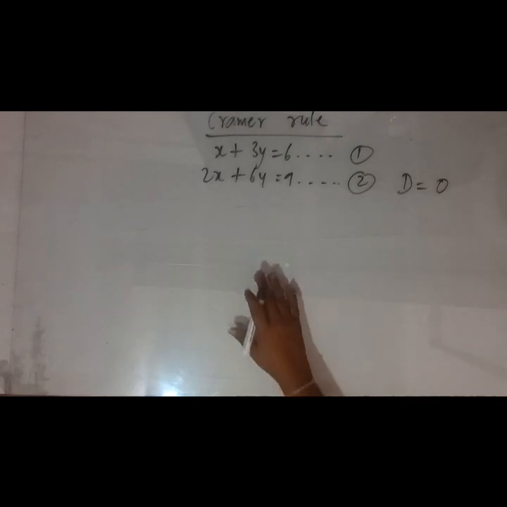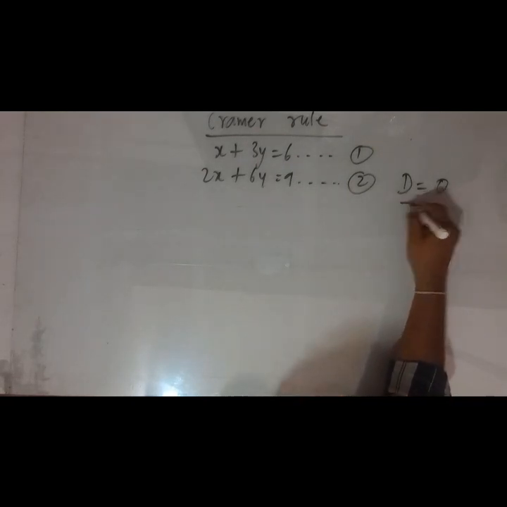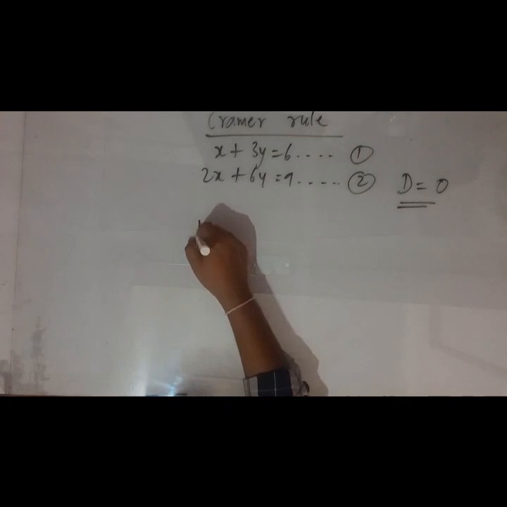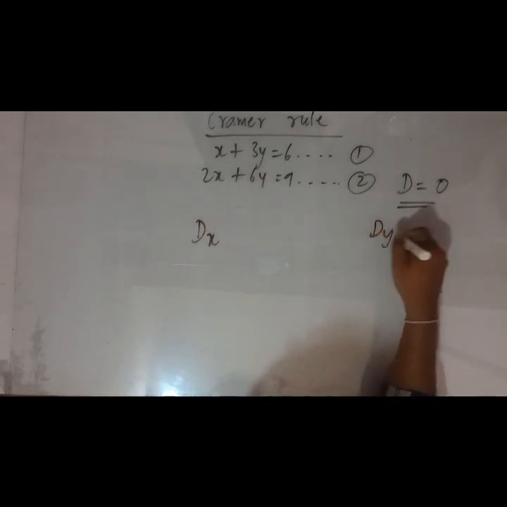Now by using this Cramer method, you have to find D first. That we have found. The next step is you have to find dx and dy.